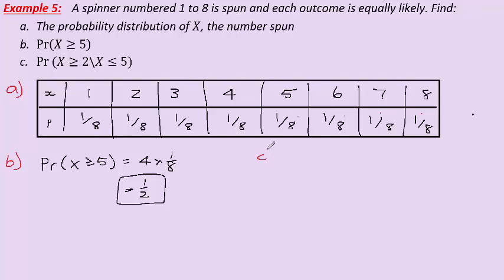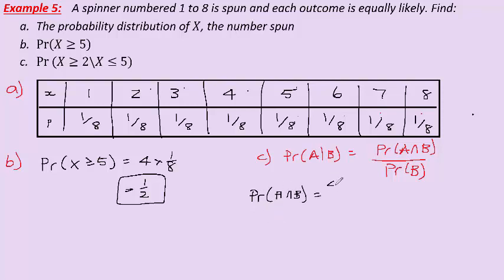And part C asks you, what's the probability that you have a number greater than 2, given that your number is less than 5? Now remember, the probability of A given B is the probability of A intersecting B over the probability of B. So I need to find the probability that the number is both greater than or equal to 2 and less than or equal to 5, which means I could have a 2, 3, 4, or a 5.